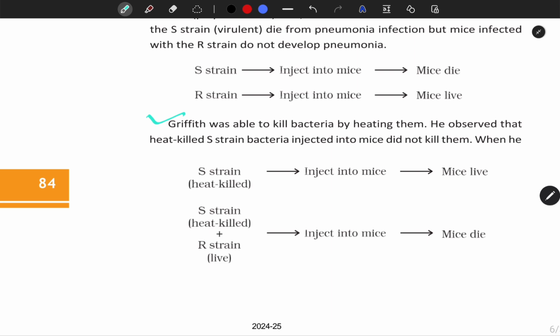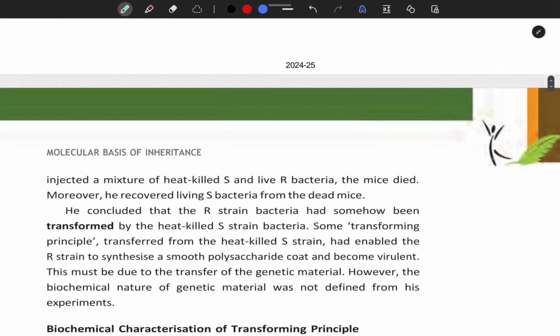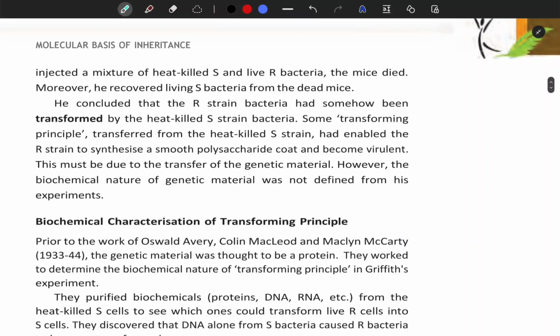He observed that heat-killed S strain bacteria injected into mice did not kill them. When injected with a mixture of heat-killed S and live R bacteria, the mice died. Moreover, he recovered living S bacteria from the dead mice. He concluded that the R strain bacteria had somehow been transformed by the heat-killed S strain bacteria.